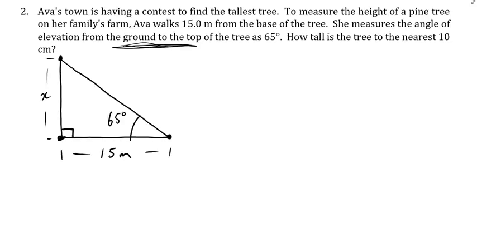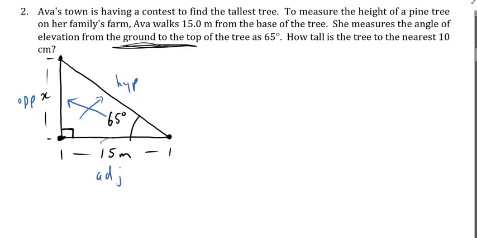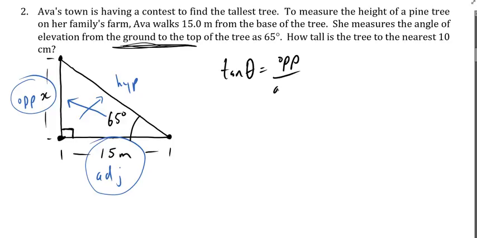So in this case, here's my hypotenuse. Across from the angle that I'm going to use or that I'm looking for is opposite. And the last one is adjacent. So I know adjacent and I'm looking for opposite. Well, that's tangent. Tan theta is opposite over adjacent. Tan of 65 degrees is opposite, which is x, over adjacent, which is 15.